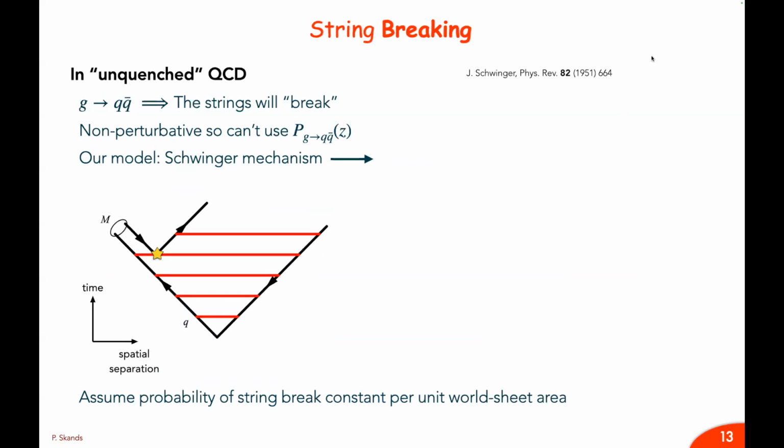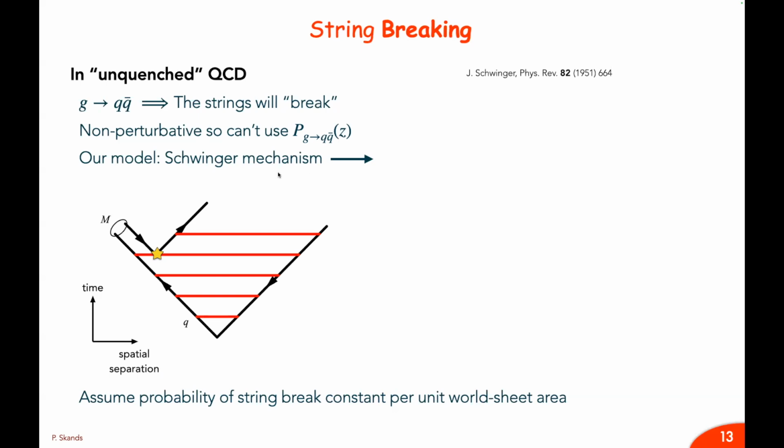So string breaking then, quenched approximation on the lattice is where you don't have dynamical quarks, but in real life, of course, even in the perturbative cascade, that can happen, that you have a gluon breaking to QQ bar. But the perturbative kernel, the gluon splitting kernel that you may have seen in your perturbative lectures, gluon to QQ bar, we can't use that because this is not perturbative physics. So we can't just calculate it from a Feynman vertex.